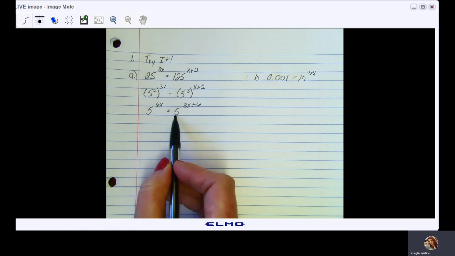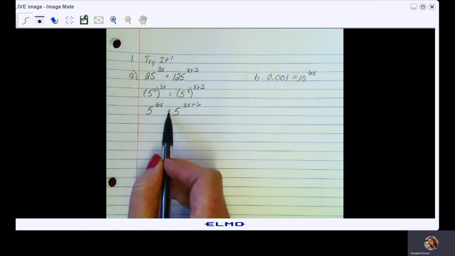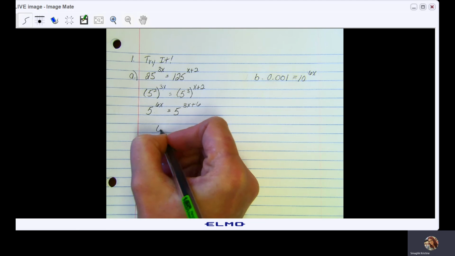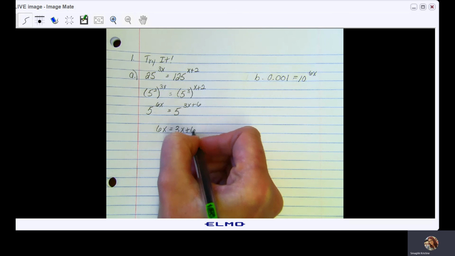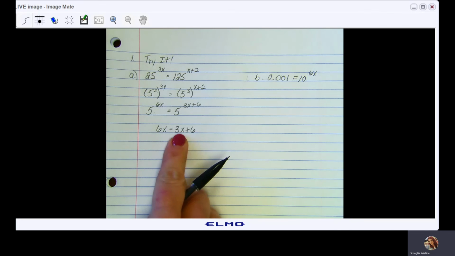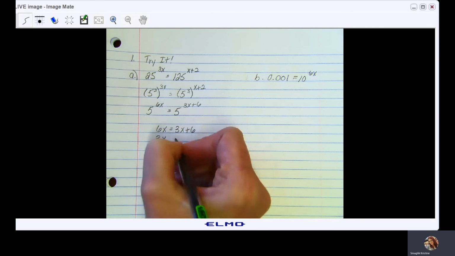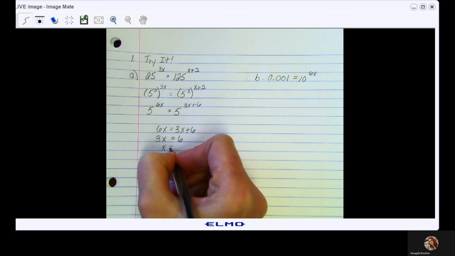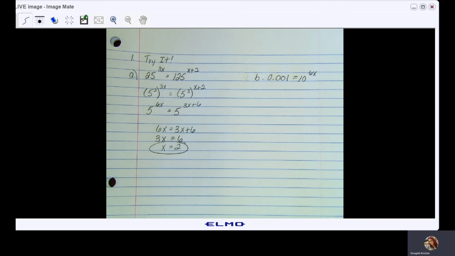And now my bases are the same. If my bases are the same, we're saying that these two sides of the equation are equal. That means my exponents would also have to be equal. So I've got 6x equals 3x plus 6. Let's subtract the 3x from both sides. I get 3x equals 6. And if we divide out the 3, 6 divided by 3 is 2. We get x equals 2.